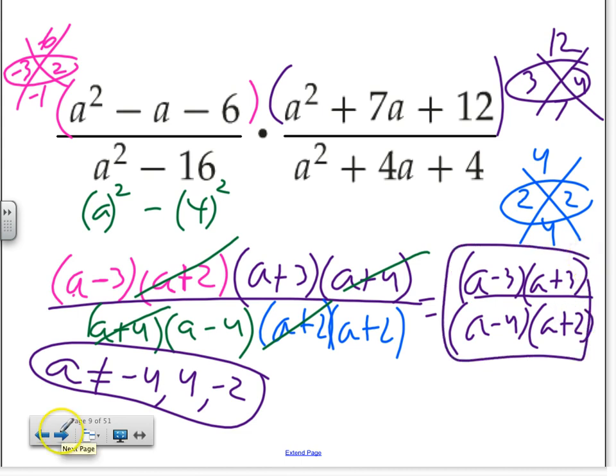So a lot of factoring is involved in this kind of problem, but notice the rest simply means I need to find my excluded values and cancel out like factors. That's it, just like yesterday. Any question on this?